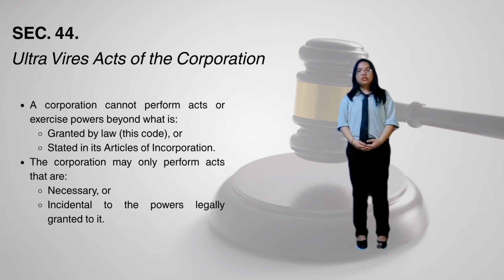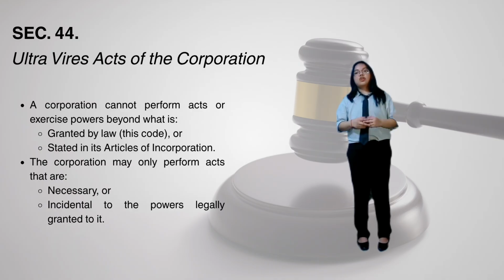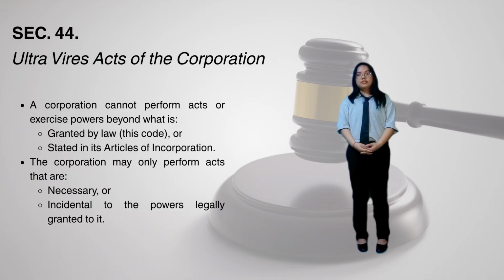A corporation can only do what is necessary or related to the power it already has. For example, if a corporation is created to operate a school, it cannot suddenly open a restaurant business unless it is clearly allowed in its articles.